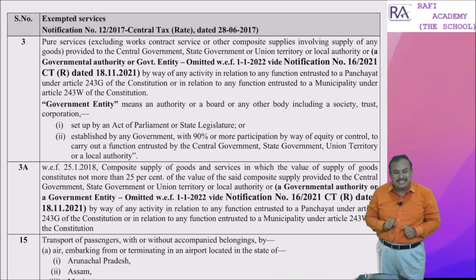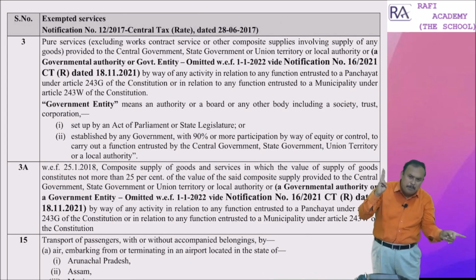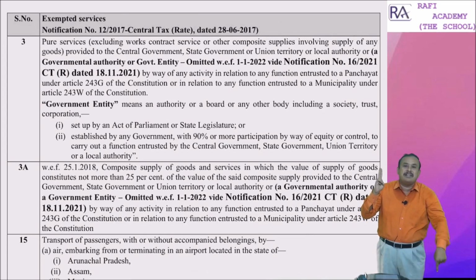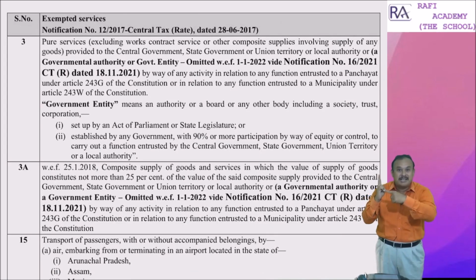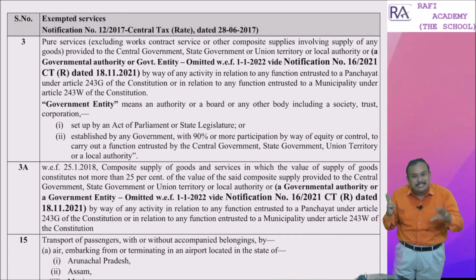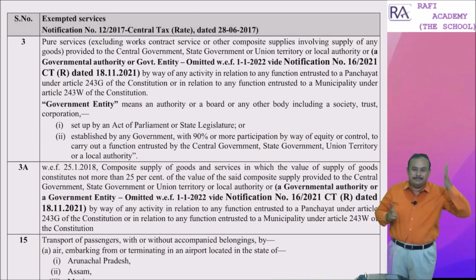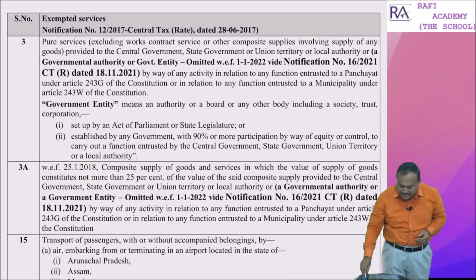In this area, the amendment that has taken place is, I said 4 categories: any person providing pure services to government, to local authority, to governmental authority, to government entity. Here, these 2 categories are deleted, meaning governmental authority and government entity are removed. Meaning thereby, any person providing these services, even the pure services covered under Article 243G or Article 243W, to a governmental authority or government entity, are taxable. Meaning thereby, pure services covered under Article 243G or Article 243W of the Constitution of India provided to government and local authority only are exempted, is the amendment in the given case.